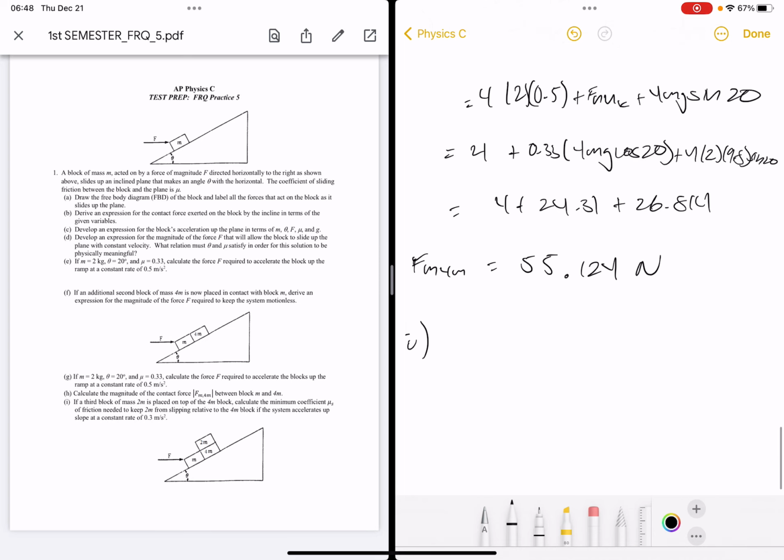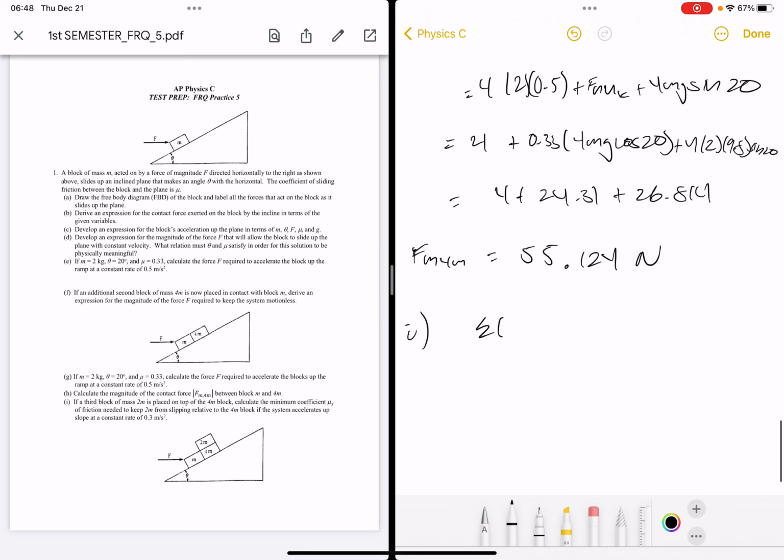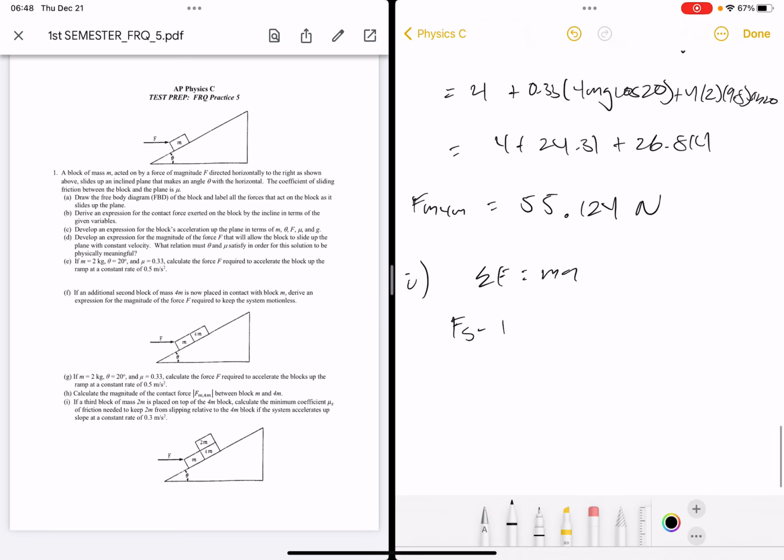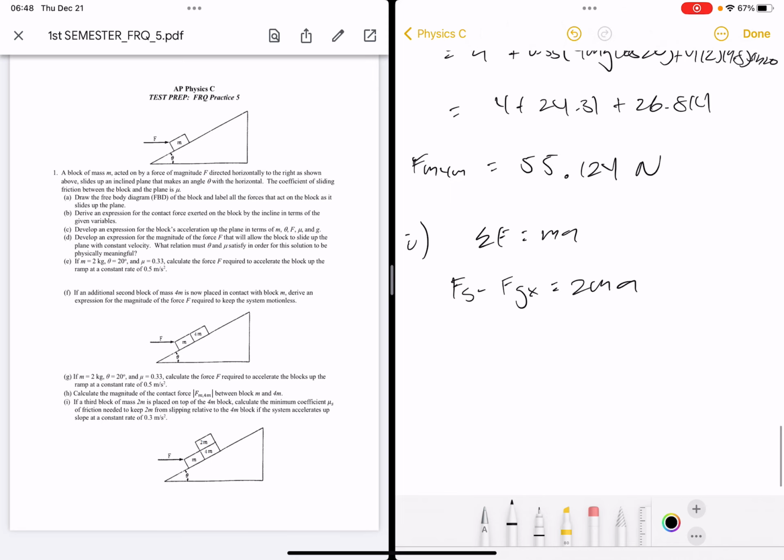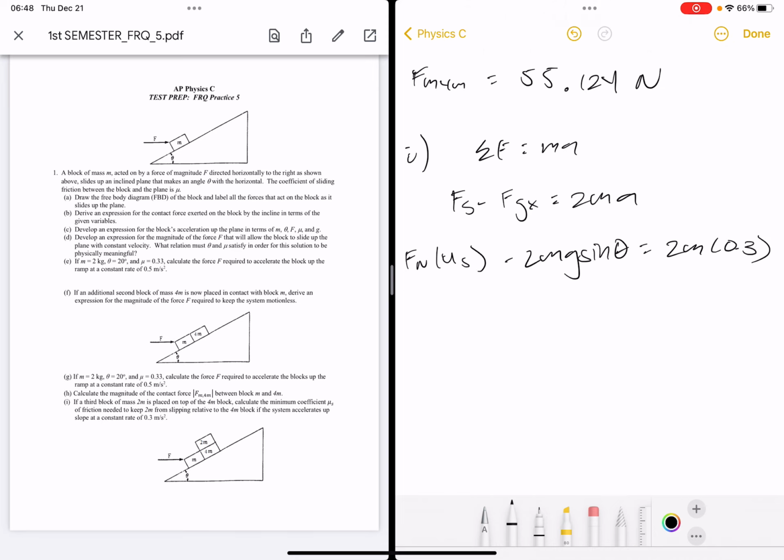Okay, lastly I. Third block. Okay, so set up the net force for the top block. Net force NA. So the top block, it'd be Fs minus Fgx equals 2m times A. We know that Fs equals Fn times mu s minus 2mg sine theta equals 2m. Solution is 0.3, since that's what we want, a constant solution. So Fg cosine theta mu s minus 2mg sine theta equals 0.6m.